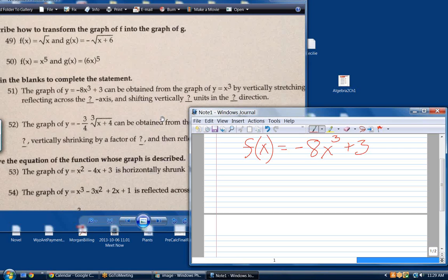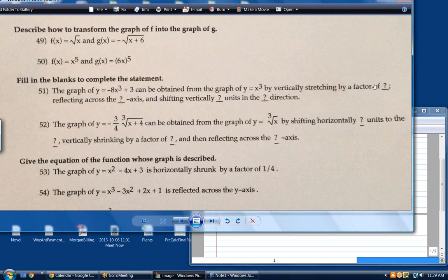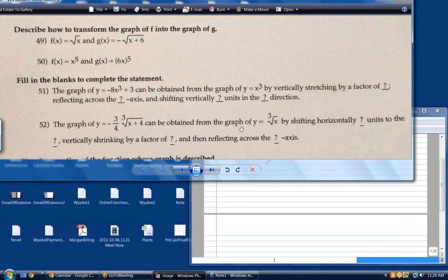I don't know. Hold on, did I miss some words? Ah, okay, I missed some words here. I thought I was missing some words here. Let's go back for a moment. By vertically stretching by a factor of what? Is it 1/8? No, it's a factor of 8.